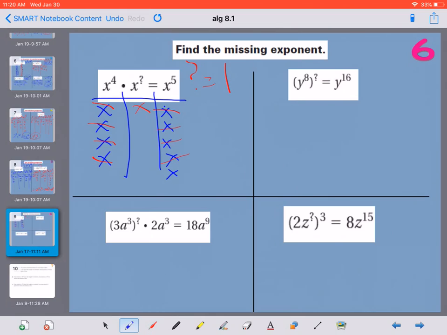Here, because we have parentheses, this is saying a group. So what we have is a group of 8 y's. So we have a group of 8 y's here. How many groups do we need to get 16 y's? Well, I know that 8 times 2 is 16, so my question mark must be 2.